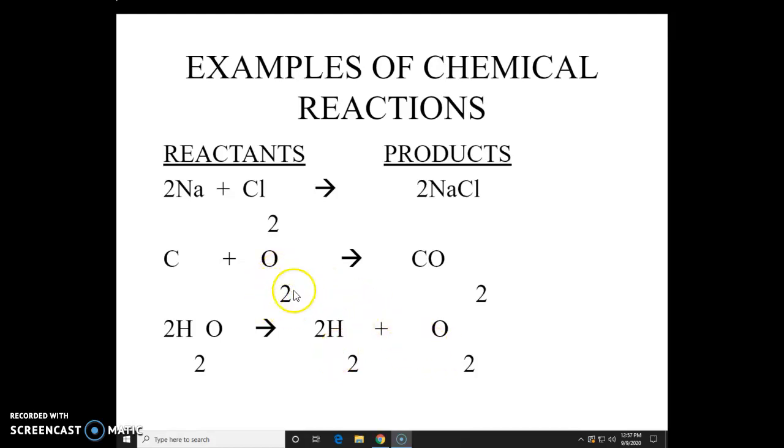Remember, these little numbers that apply here are subscripts. This number here in front is a coefficient. Reactants are on the left, products are on the right.